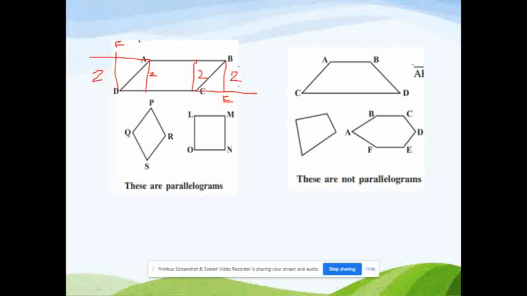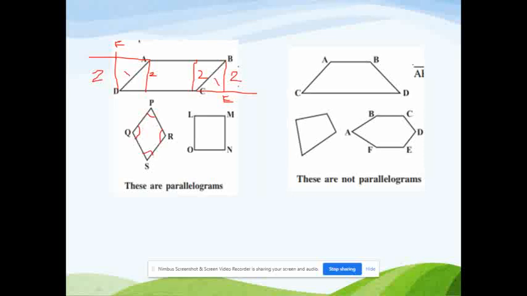The non-parallel sides AD and BC are the same in length. That is the second point. So if the length of AD is 1 centimeter, BC is also 1 centimeter. That's the meaning of the property. Then the next thing, opposite angles are the same. So angle P is equal to angle S, and angle R is equal to angle Q.